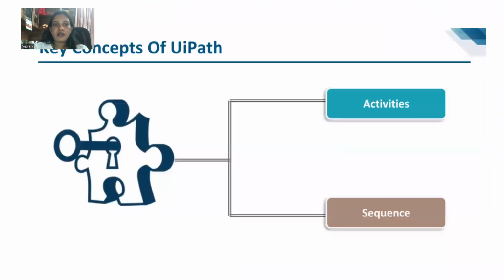So we have two main key concepts under UiPath, that is activities and sequence. When I say activity, it is a simple task that you're going to do. For example, I'm clicking my mouse here once. It's called an activity.